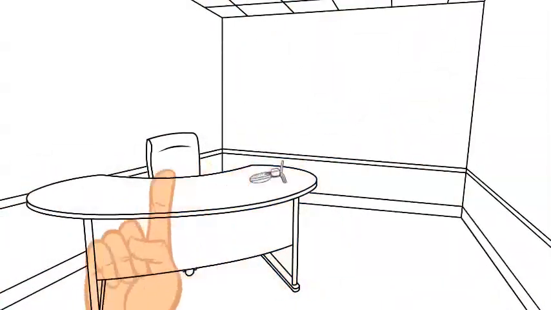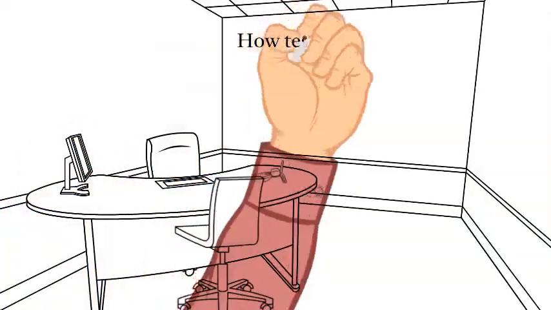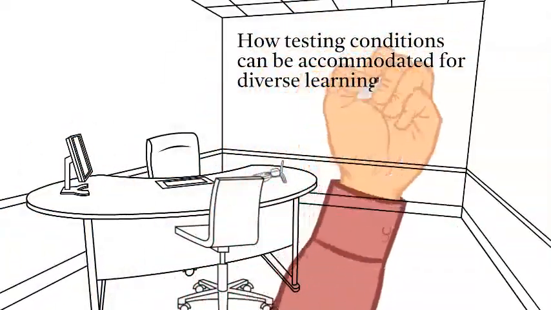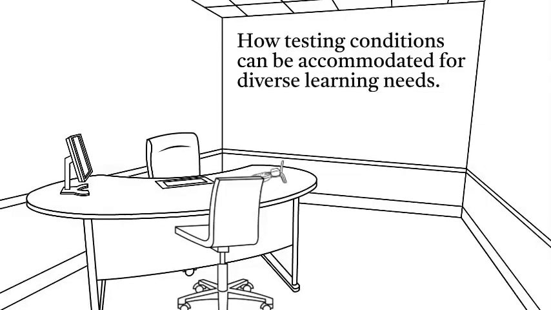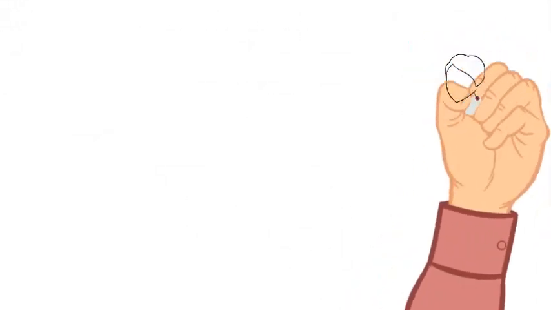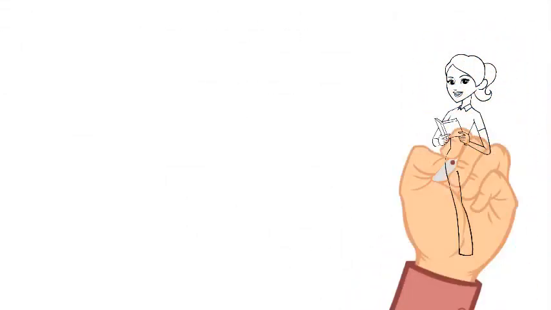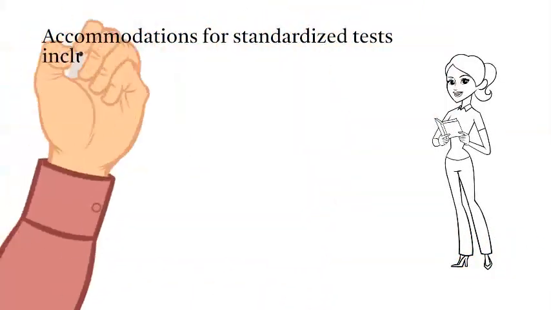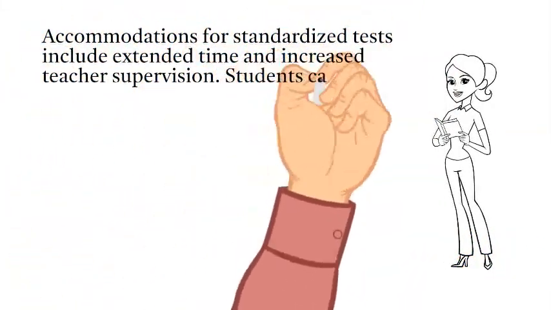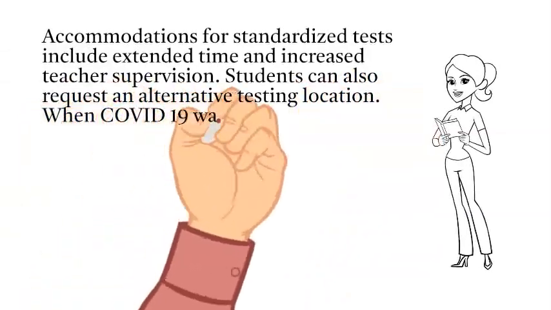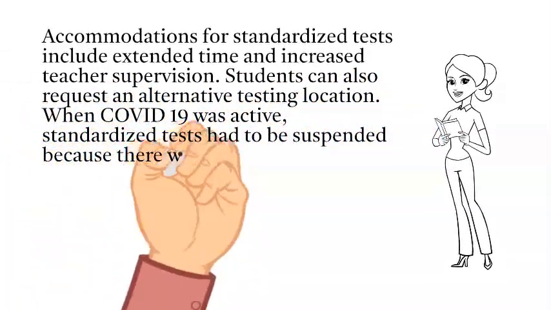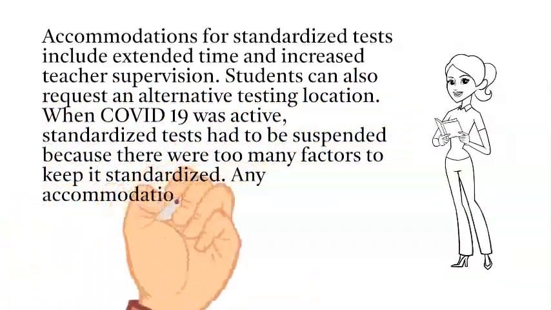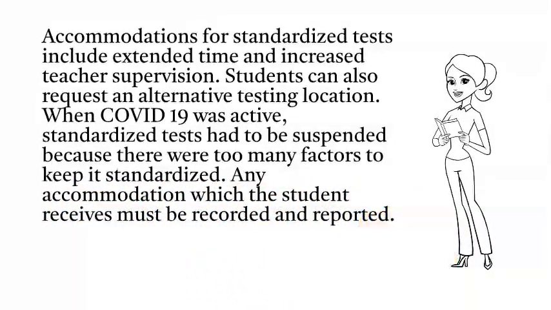How testing conditions can be accommodated for individual students. Accommodations for standardized tests include extended time and increased teacher supervision. Students can also request an alternative testing location. When COVID-19 was active, standardized tests had to be suspended because there were too many factors to keep it standardized. Any accommodation which the student receives must be recorded and reported.